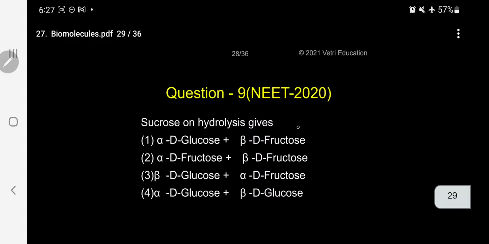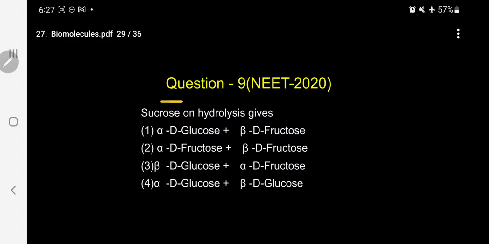Question number 9. This question was asked under NEET 2020. Sucrose on hydrolysis gives. This is again under carbohydrate. What is sucrose? This we have already explained. Now it will be easy for you.